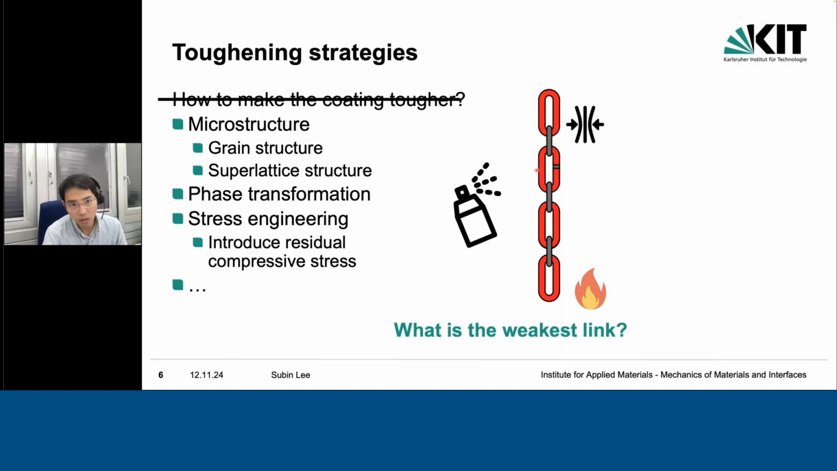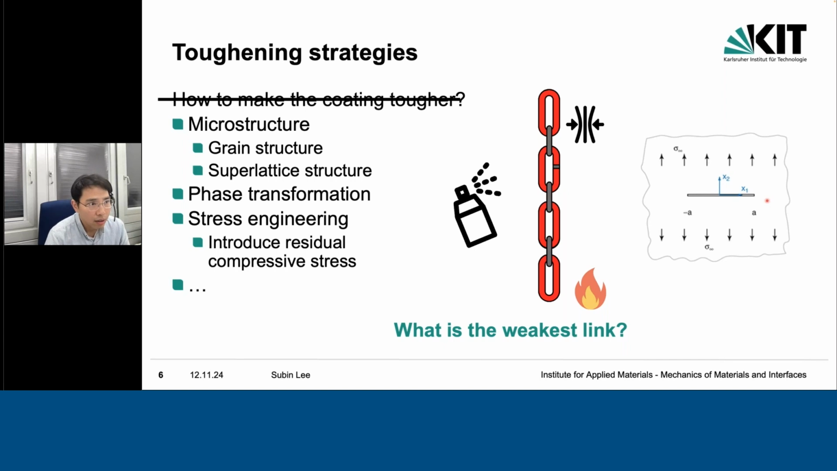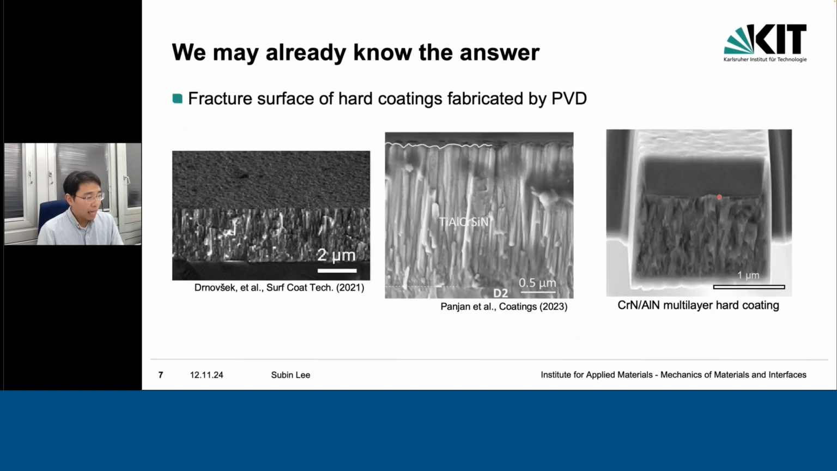So what I want to say in this slide is that instead of focusing on how to improve the fracture toughness of the material, we need to understand what is the weakest point, or the weakest link of the material. And then, as I said before, from the Griffith theory, we all know that such a crack or microcracks or some defect inside the material will be the weakest link, and then we need to focus on finding this weakest link inside samples. And actually, we may already know the answer.